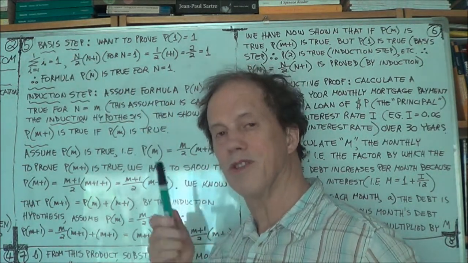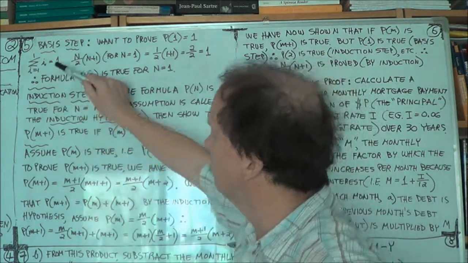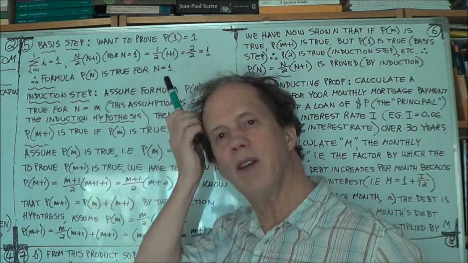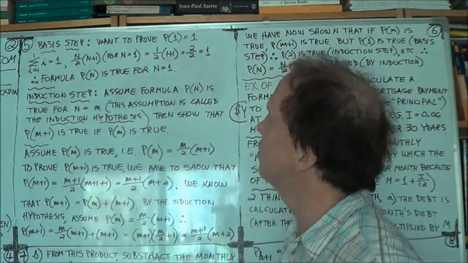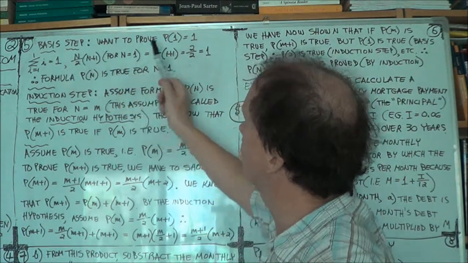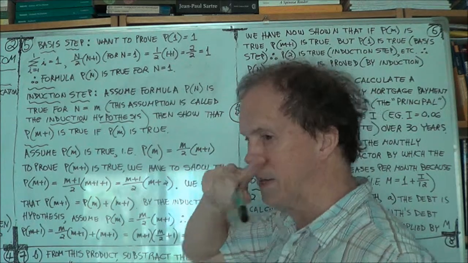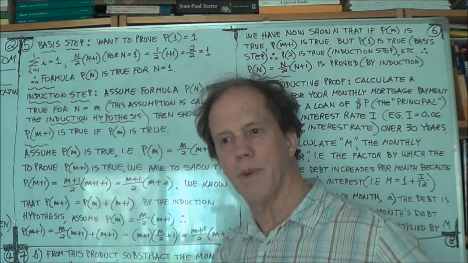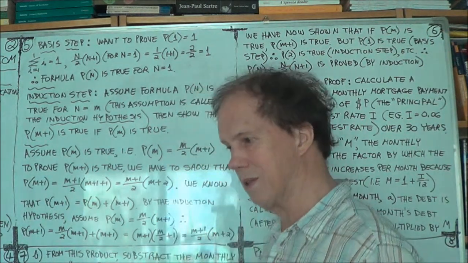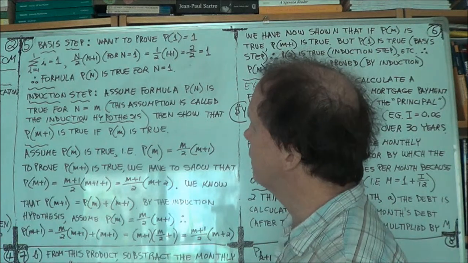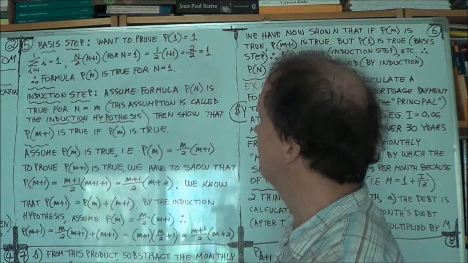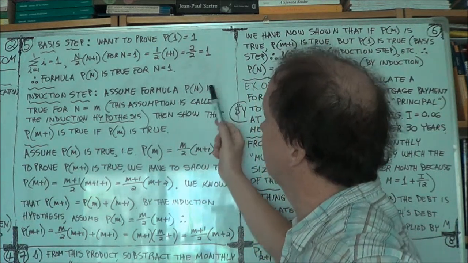So in other words, the formula is true. We know it's true because we can check it against the definition. We know this formula is true when n is 1. So we've now proved the first step, the basis step. That's been proven.